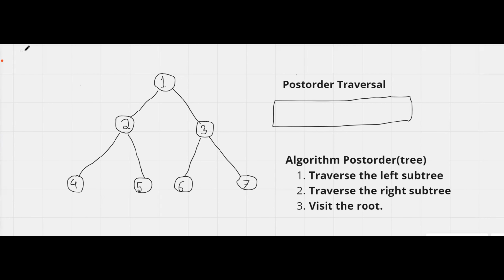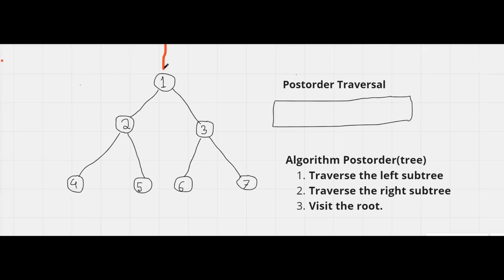So, let us understand the algorithm of the post-order traversal first. In the post-order traversal algorithm, at first, we have to traverse the left subtree. After that, we have to traverse the right subtree. And after traversing both the left and right subtrees, we have to visit the root. Now, let us understand this algorithm by using this binary tree.